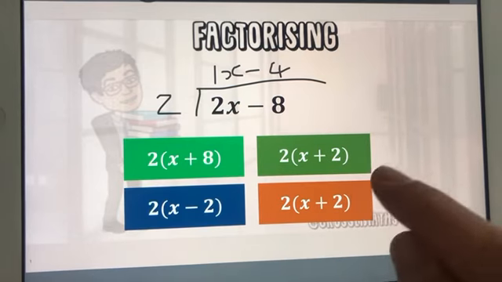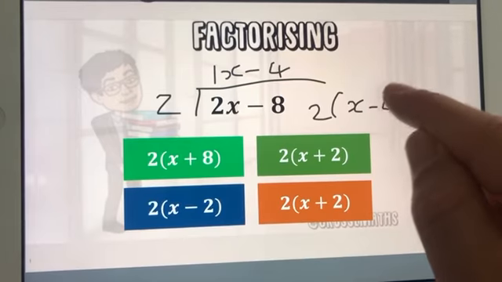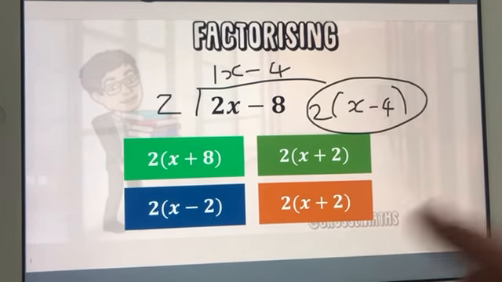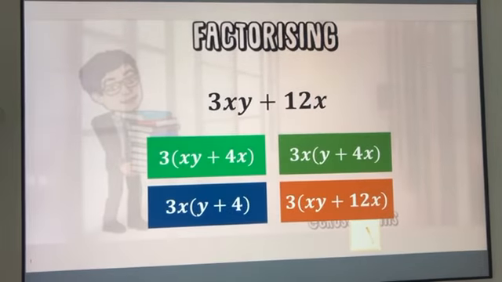isn't even there. So it should be 2 on the outside, x take away 4 on the inside. That's not even an option. So the answer you should get is that. It's not one of the options, so sorry if you got the wrong one then. Hopefully this one will be correct. Yeah, this one is fine. Have a go, guys.